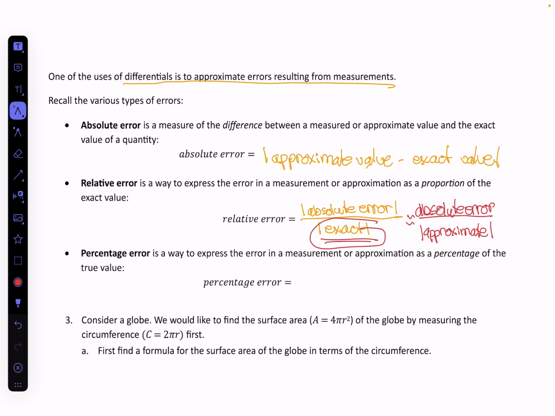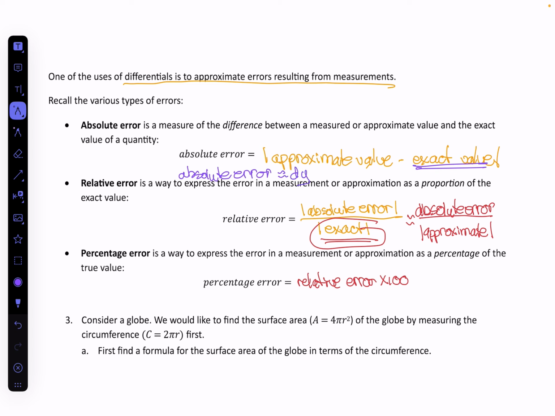And then the percentage error is a way to express the error in a measurement as a percentage of the true value. So that's going to be the relative error times 100 to get a percentage. Now the way that this relates to differentials is, if we go back to absolute errors, we notice that often we don't have what the exact value is. So we have to approximate the absolute error some way. And the way that we do that is by using the differential.